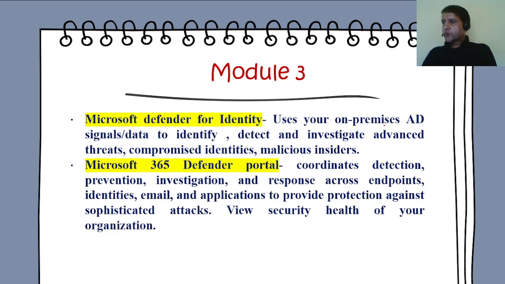Microsoft Defender for Identity uses your on-prem AD. Yes, there was a question based on this. They were asking, it uses your on-prem AD signals and data to identify, detect, and investigate advanced threats, compromised identities, and malicious insiders. So that's going to be your Microsoft Defender for Identity. The Microsoft 365 Defender portal coordinates detection, prevention, investigation, and response across endpoints, identities, email, and applications to provide protection against sophisticated attacks with the security health of your organization. So please remember what it does.